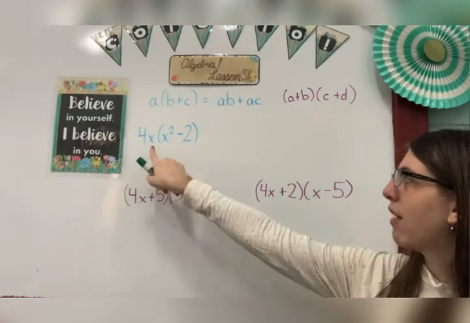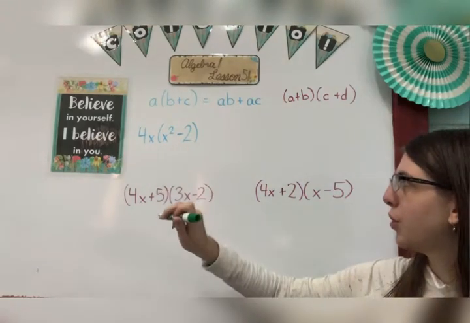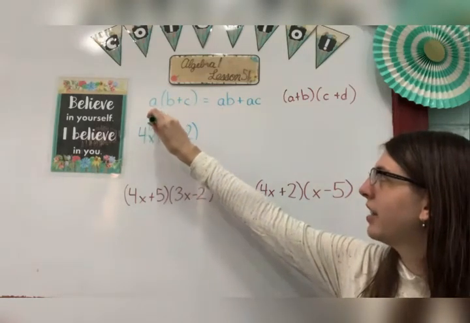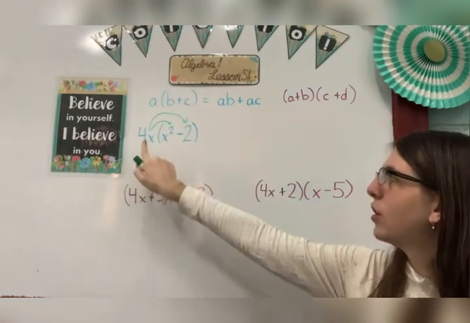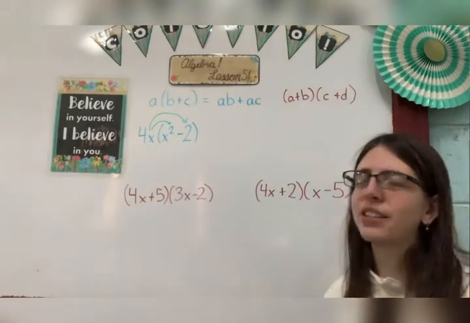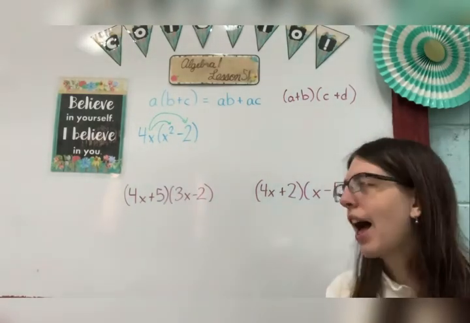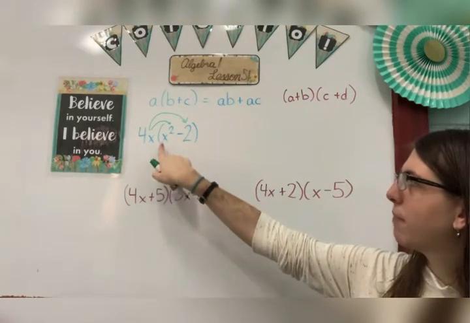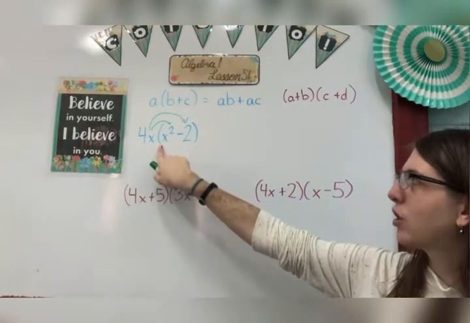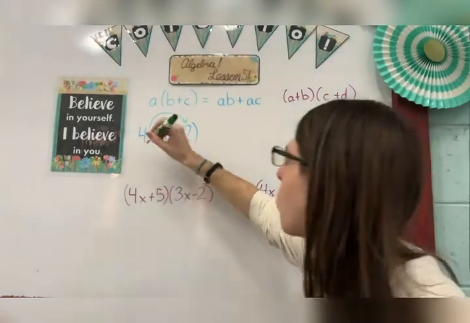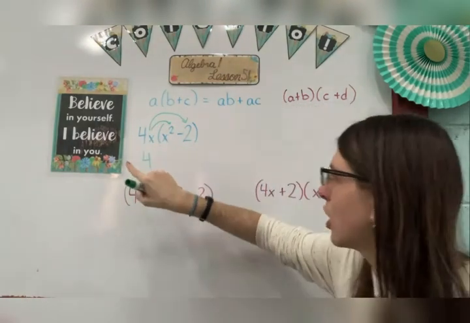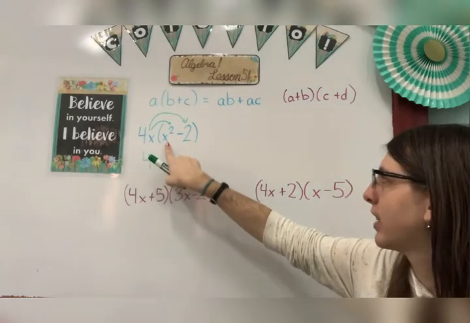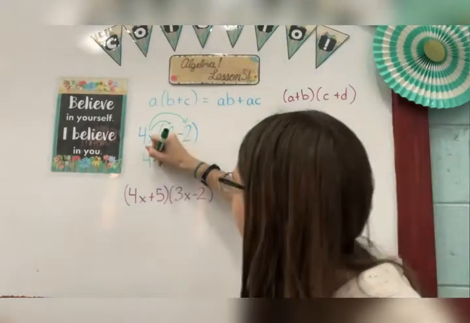For example, if I have 4x times x squared minus 2, I distribute my 4x to each of the terms inside the parentheses. So I start with 4x times x squared. Remember, when you multiply your terms, you multiply your numbers together. I don't have a number in front of x squared, so that means 1. So 4 times 1 is 4. And then for your variables, you just add your exponents. So I have x to the 1 plus x to the 2, so that would be x cubed.